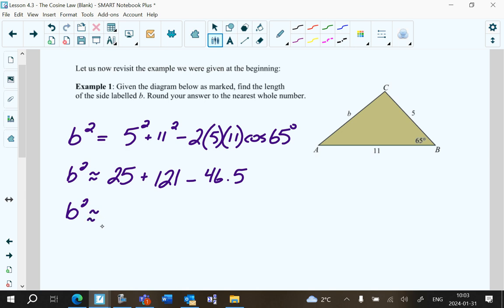Now let's put all these together. Add 25, 121, and subtract 46.5. That gives 99.5. And then to get b by itself, we just take the square root, and you're asked to round it to one decimal place. You might be able to do it without a calculator: 10, because 99.5 is really close to 100, and the square root of 100 is 10. That's how we find a side using cosine law.